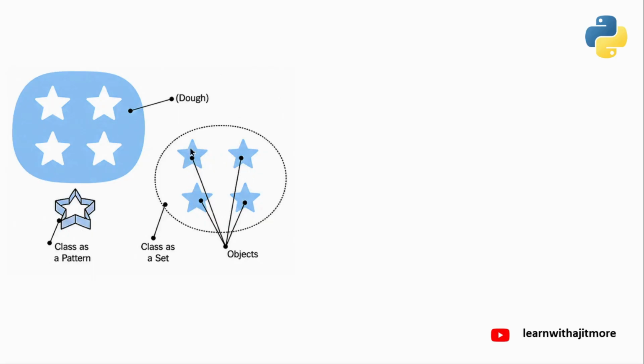So those cookies which are made from that same mold are the objects, correct? And their category is the class, because they all belong to one star category. All the cookies are sharing the same shape, therefore they belong to one common category. So what is their category? Star, suppose. So that becomes the class, and the members of that class are objects.